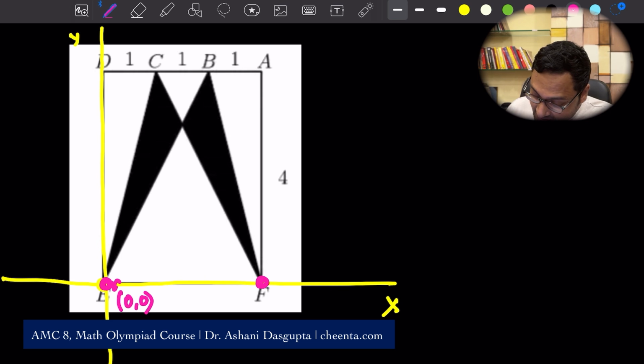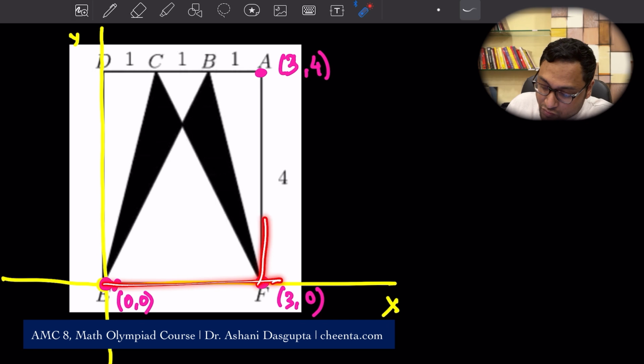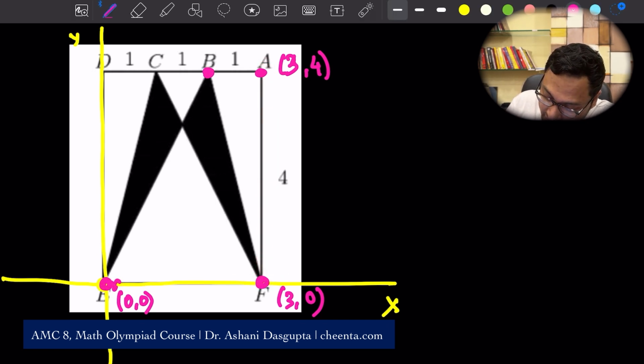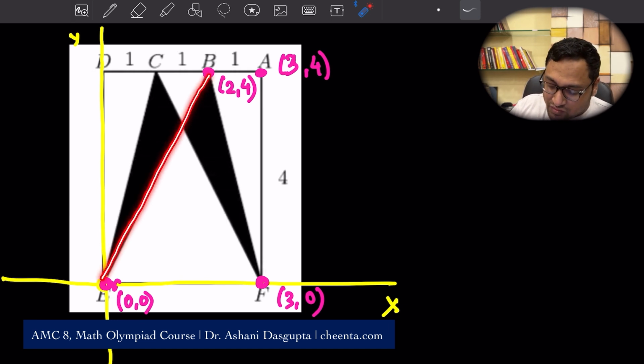This one is 3, 0. This one is 3, 4, because you go 3 units and then you go 4 units. And this point here is 2, 4, right? Because you just moved back 1 unit. So move to the right 3 units and move back 1 unit. So 2, 4. So now what you can do is you can find the equation of this line.